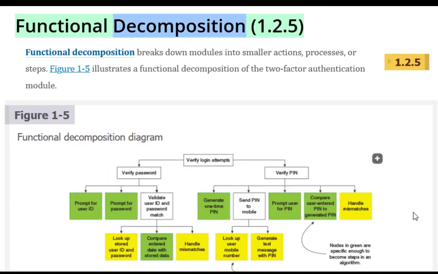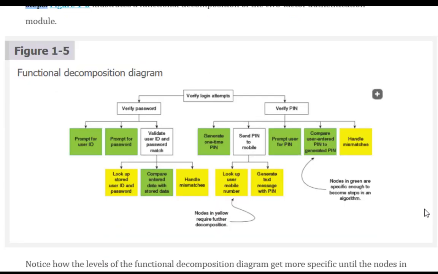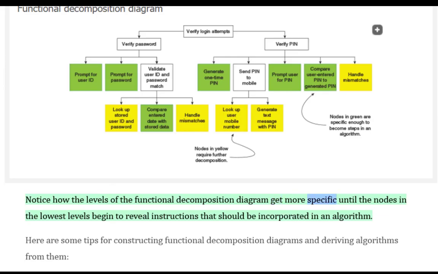Functional decomposition breaks down modules into smaller actions, processes, or steps. Figure 1-5 illustrates a functional decomposition of the two-factor authentication module. Notice how the levels of the functional decomposition diagram get more specific until the nodes in the lowest levels begin to reveal instructions that should be incorporated in an algorithm.